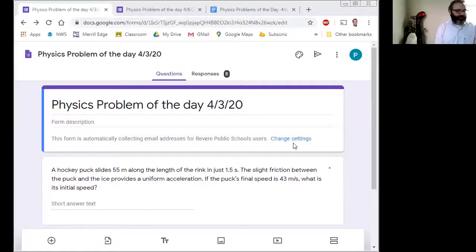If the puck's final speed is 43 meters per second, what is the initial speed? All right, so let's start, as always, with our givens.